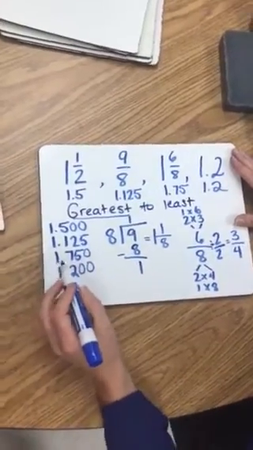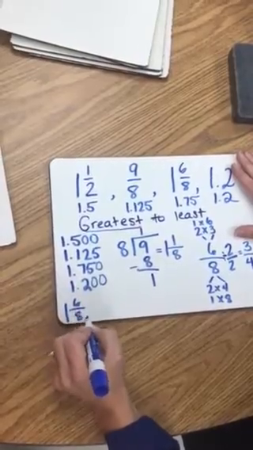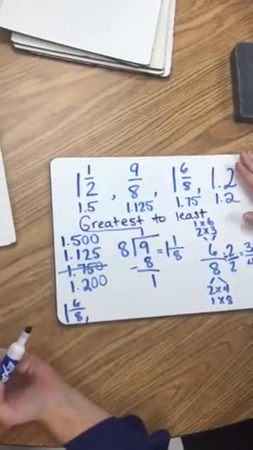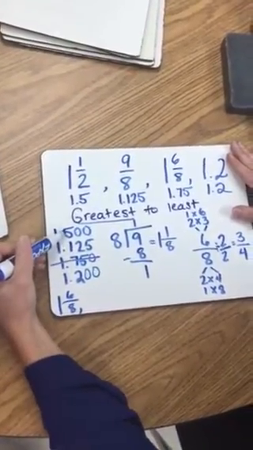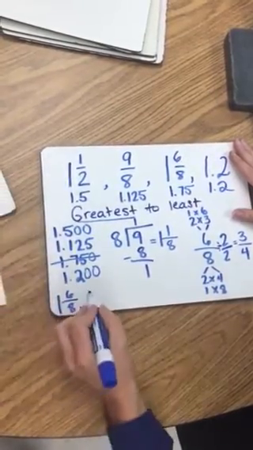So that's going to be 1.750. So 1.75. So that's going to be my 1 6/8. So I'm going to go ahead and cross that off. Now I'm done with it. Now I'm going to look at my next largest number. It's going to be 1.5, which if I remember is 1 1/2. So that's going to be next.